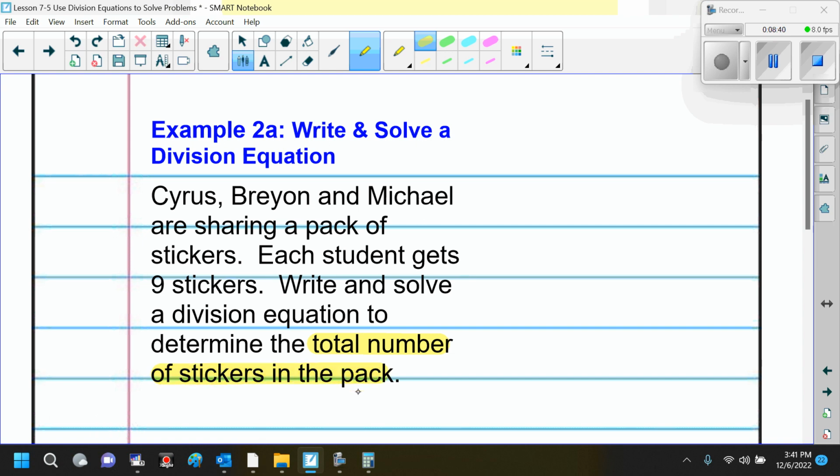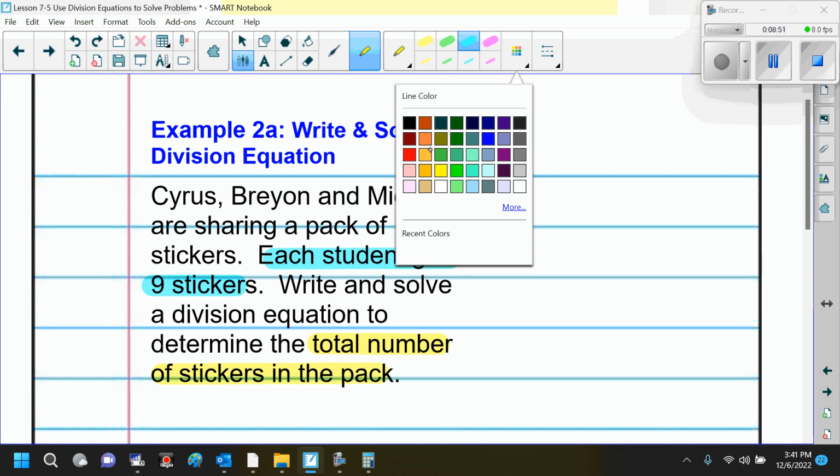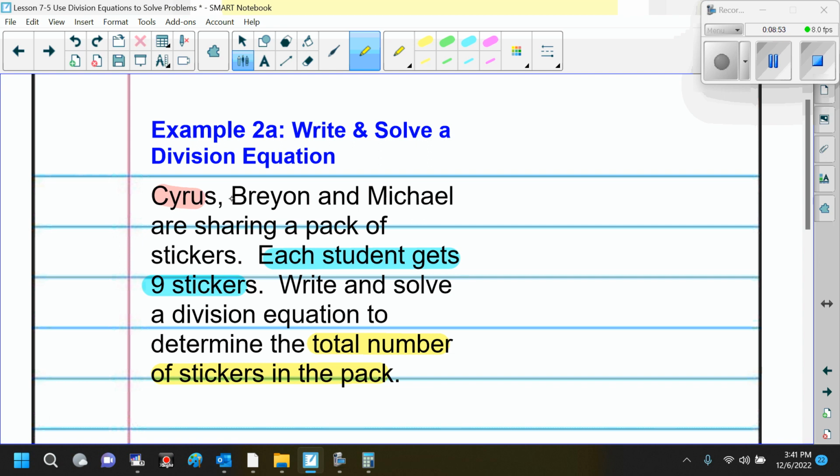Okay? We know that each student gets 9 stickers, and we also know that there are 1, 2, 3 friends. Okay? So let's use stickers. So let's use S for stickers, and let's do a cursive S. Okay, so there's my S equals number of total stickers.